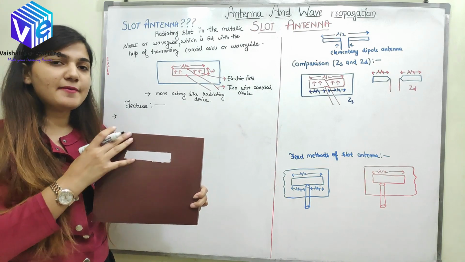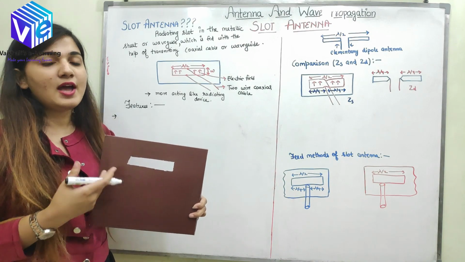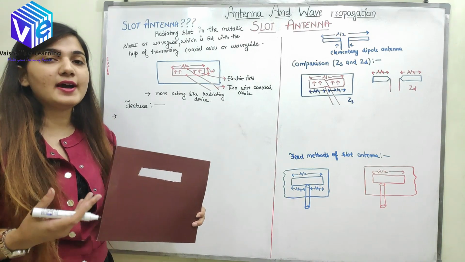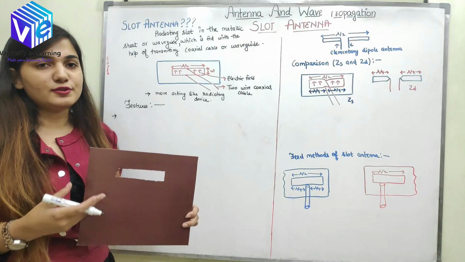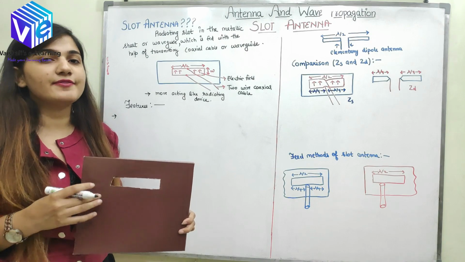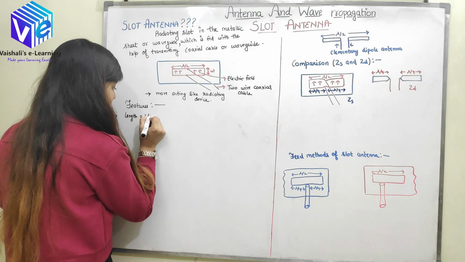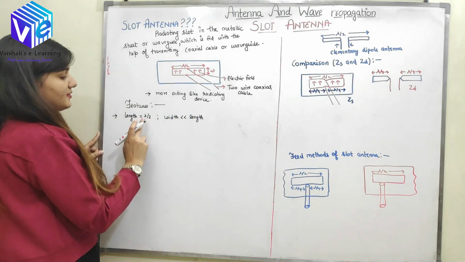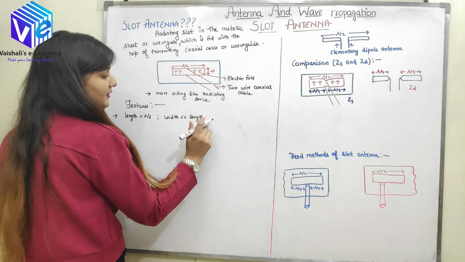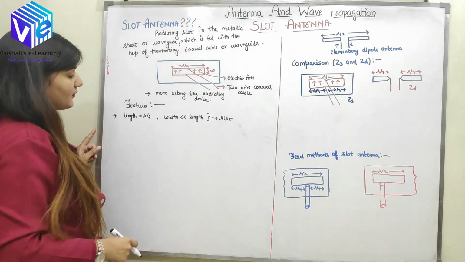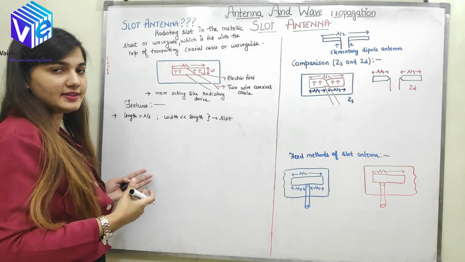For your reference, I made a larger structure, but actually the slot antenna is very small. As you can imagine, lambda is very small, so the lambda by 2 value is also very small. So the overall structure is very small. Now we can say that the first feature is that length is equal to lambda by 2 and width is very much less than length for the slot. The length and width of the metallic structure could be larger than this value.